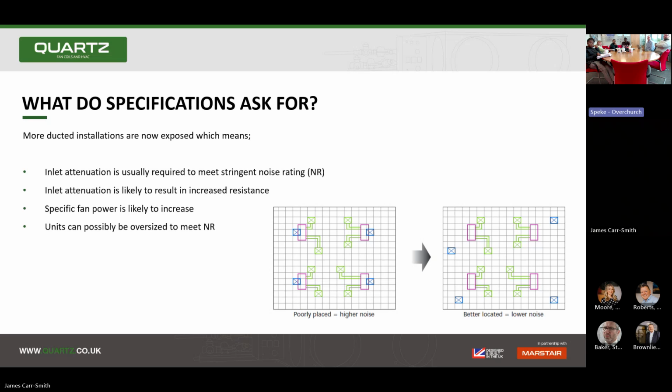So yeah, one of the issues with NR as well, and we'll come on to specific fan power, is how it actually affects the specific fan power, and how sometimes if we've got unrealistic NRs, you can end up having to oversize units to meet the NRs, which is again a higher capital cost.